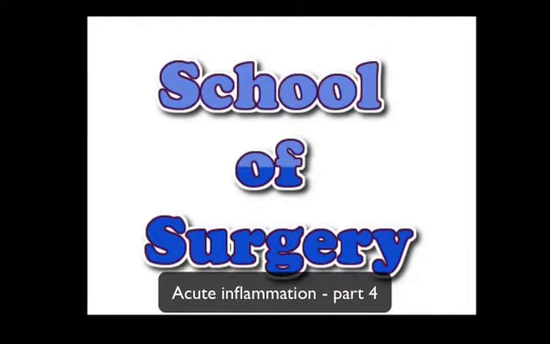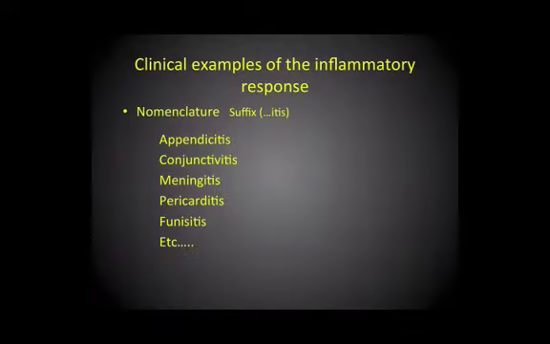Okay, so for the latter part of this discussion, let's think about some clinical examples, and also get a bit more into nomenclature. I hope it's fairly well known that the suffix itis is often used to describe an inflammation of a particular body part. So appendicitis, which we've talked about a fair bit already, conjunctivitis, meningitis, pericarditis.